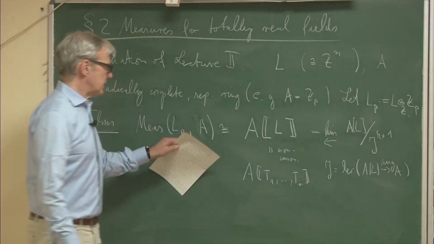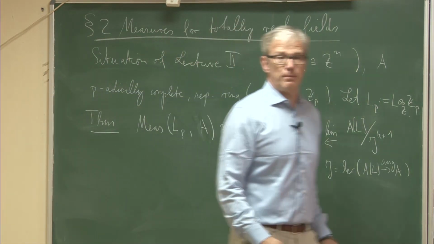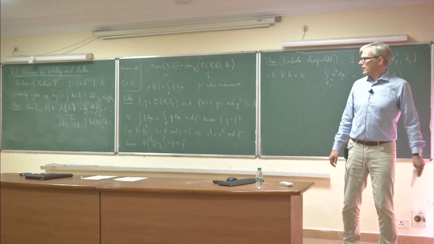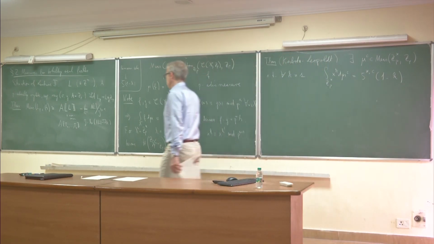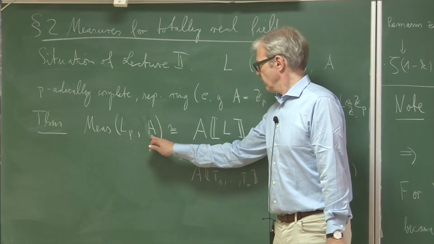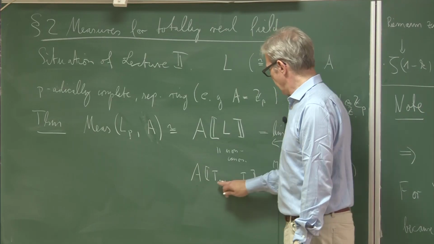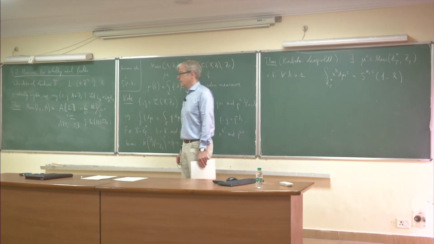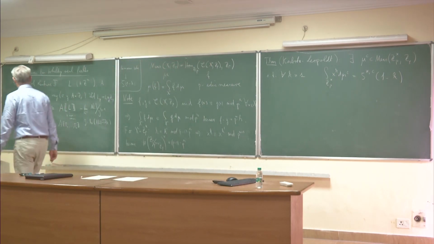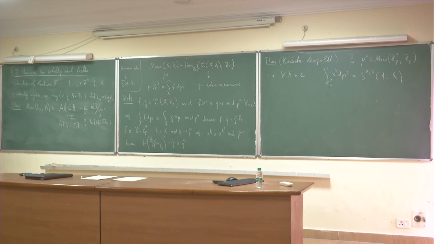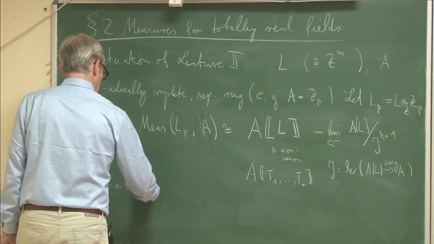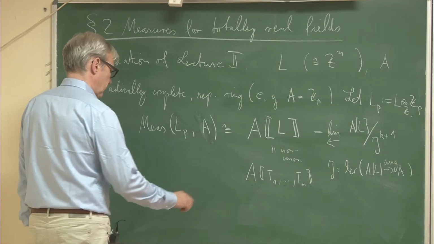And you should think of this as a kind of Fourier transform. Yeah, so the measures are simply given by power series with coefficients in A. Measures with values in A are given as power series with coefficients in A. Yeah, that's surprising, and this relies somehow on Mahler's theorem. Yeah, relies on Mahler, who described the continuous functions.